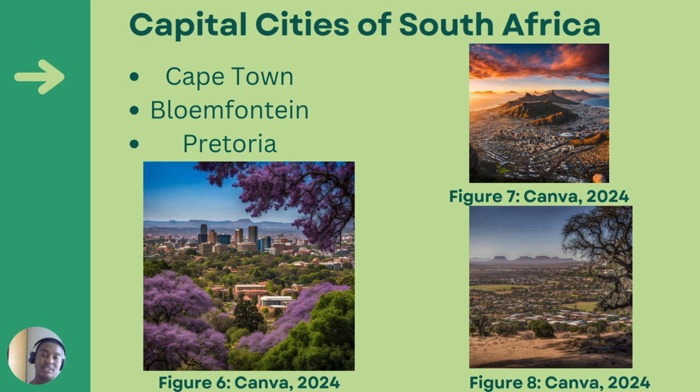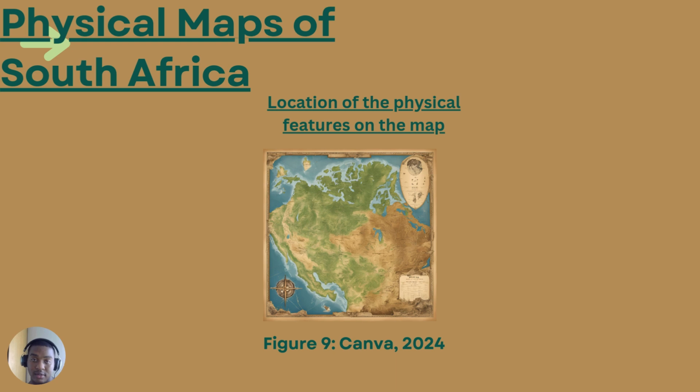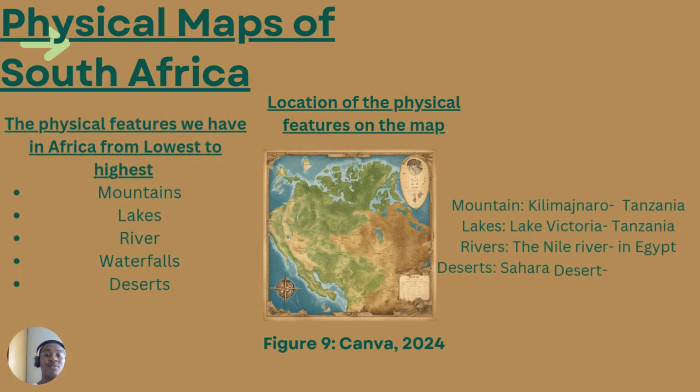Then we have capital cities of South Africa. We have Cape Town, Bloemfontein, and Pretoria. As you can see, the image above is the Pretoria image. Pretoria is mostly recognized by its trees and the buildings. Then we have physical maps of South Africa. Some of the features that we have in South Africa can be the mountains, the lakes, the waterfalls, and the desert. And location of physical features on the map.